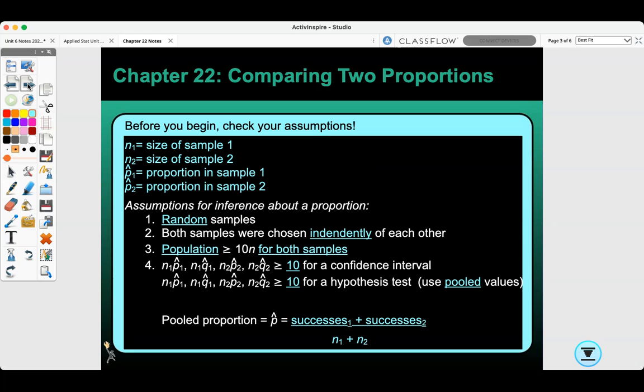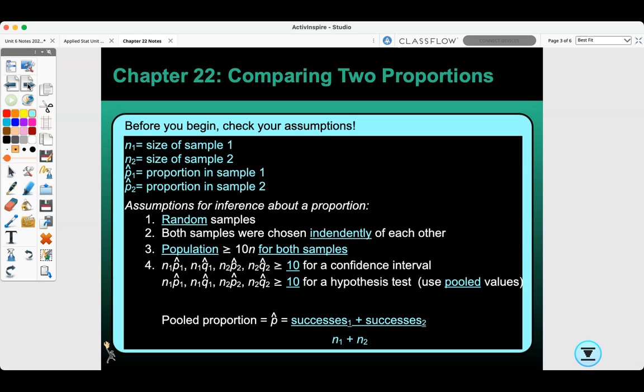Before you begin, you need to check your assumptions. When discussing our assumptions, N1 is the size of sample 1, N2 is the size of sample 2, P hat 1 is the proportion in sample 1, and P hat 2 is the proportion in sample 2. For our assumptions, we need to have random samples. Both samples should be chosen independently of each other. Our population is greater than or equal to 10N for both samples, so that's your 10% condition. And then N1 P hat 1, N1 Q hat 1, N2 P hat 2, N2 Q hat 2 should be greater than or equal to 10 for the confidence interval and the hypothesis test.